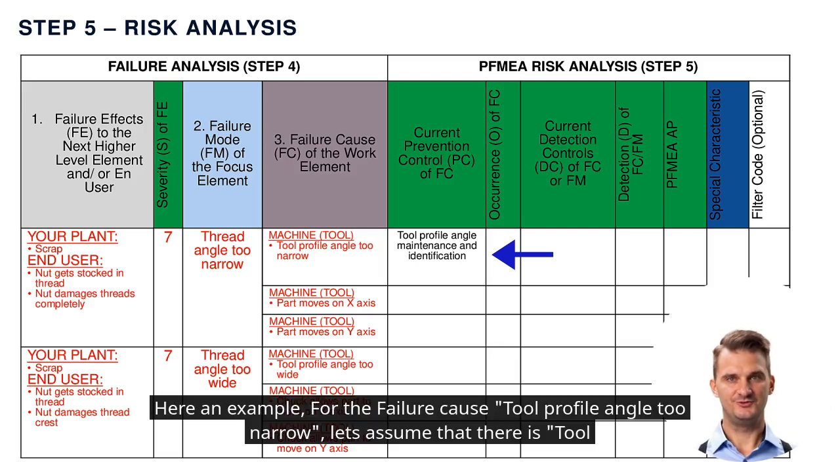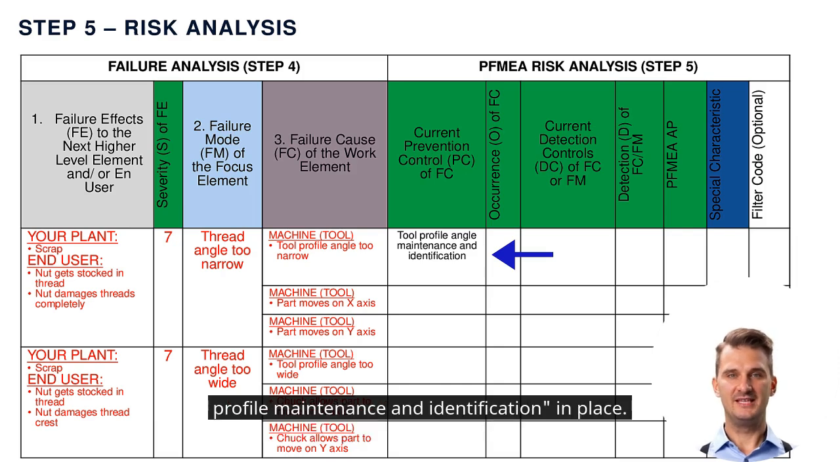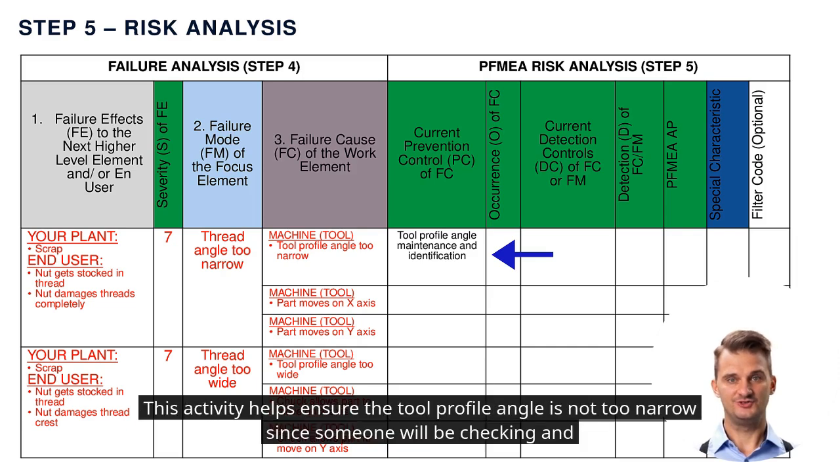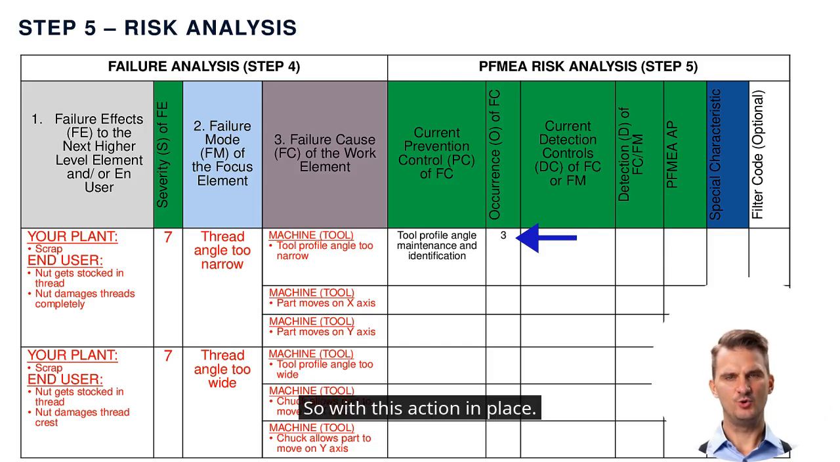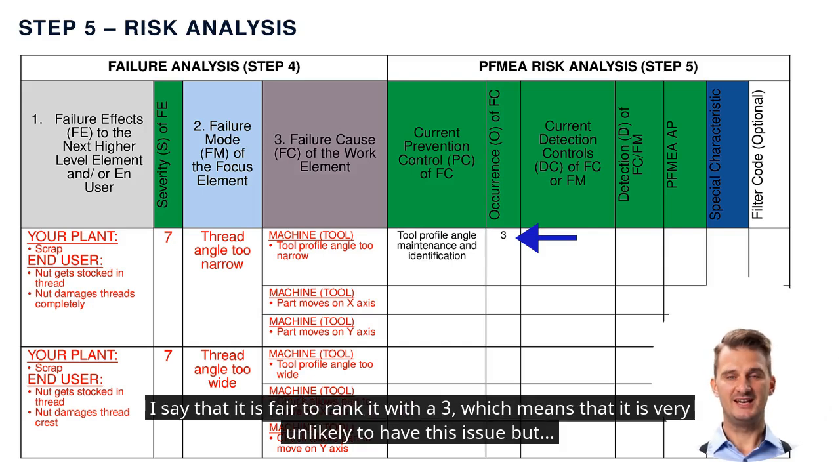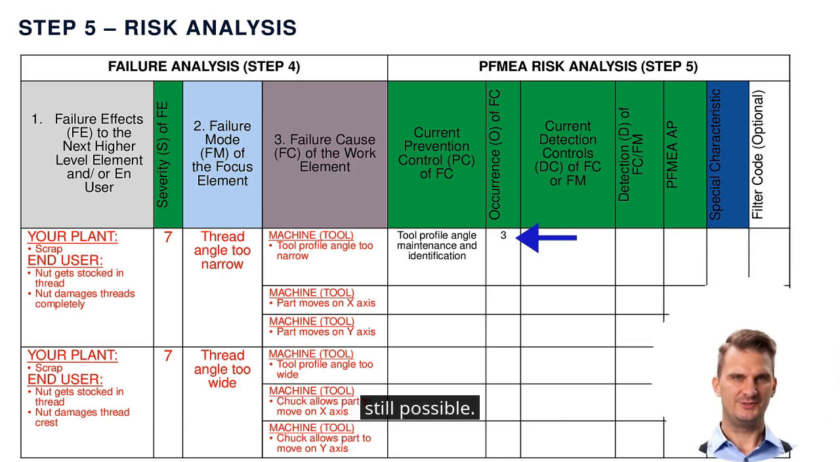Here is an example. For the failure cause, tool profile angle too narrow, let's assume that there is tool profile maintenance and identification in place. This activity helps ensure the tool profile angle is not too narrow, since someone will be checking and adjusting the tool. So, with this action in place, I say that it is fair to rank it with a 3, which means that it is very unlikely to have this issue, but still possible.